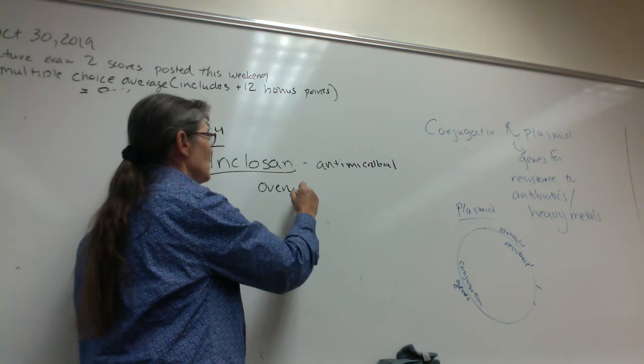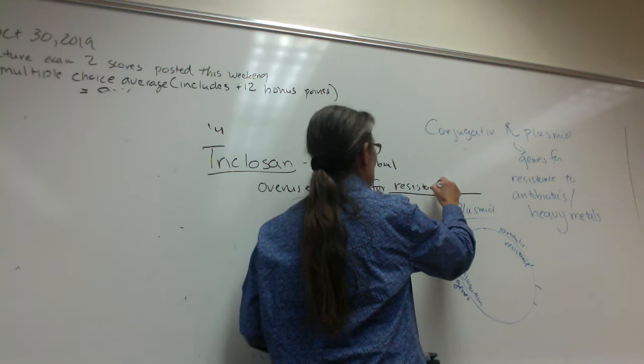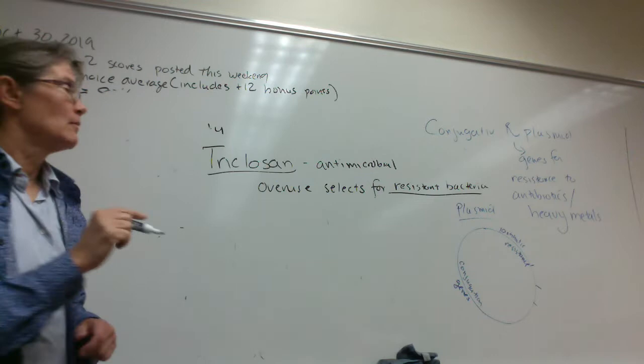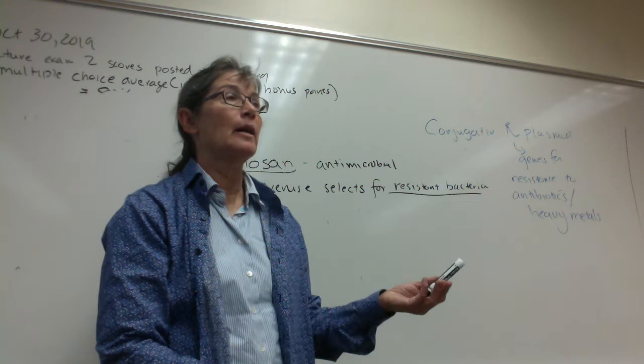Overuse selects for what? For resistant bacteria. And what's so scary about this is that one of the mechanisms of resistance was an efflux pump. Not only would it pump out the triclosan, it was nonspecific. It's pumping out other antibiotics, right? So this is why we just have to be so careful.